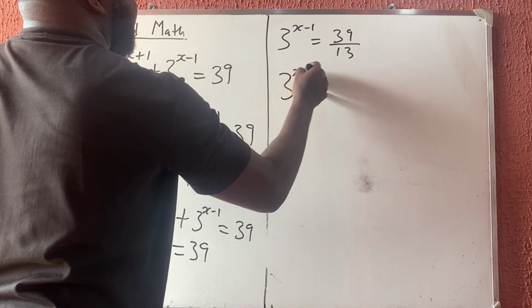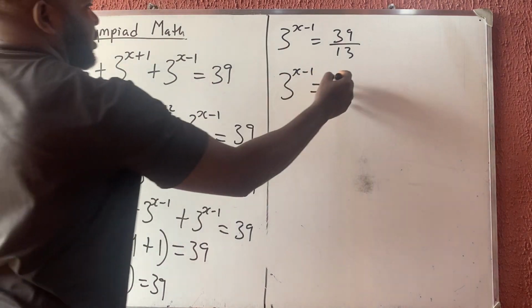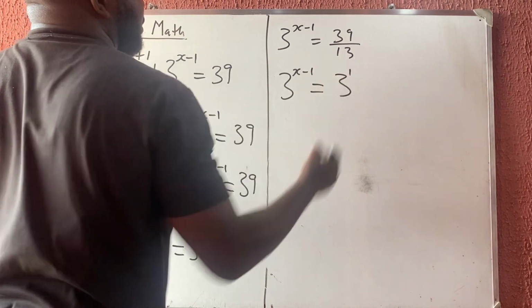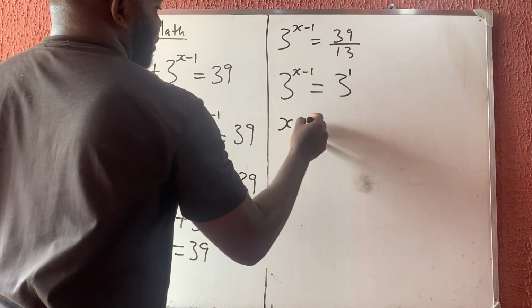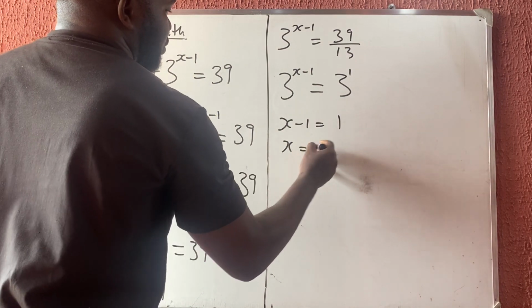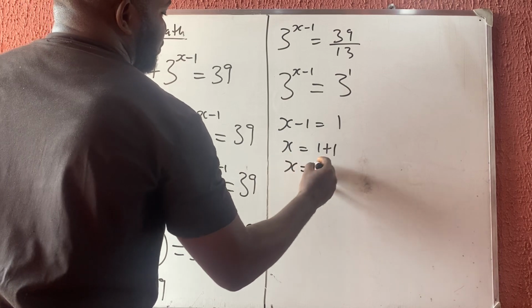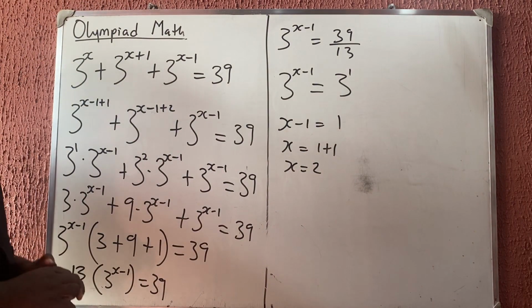So 3 raised to power x minus 1 is equal to 3, right? And 3 can be written as 3 raised to power 1. So if the bases take care of themselves, I'm having that x minus 1 is equal to 1. So x is equal to 1 plus 1, and then x is equal to 2. So this is a very simple question.